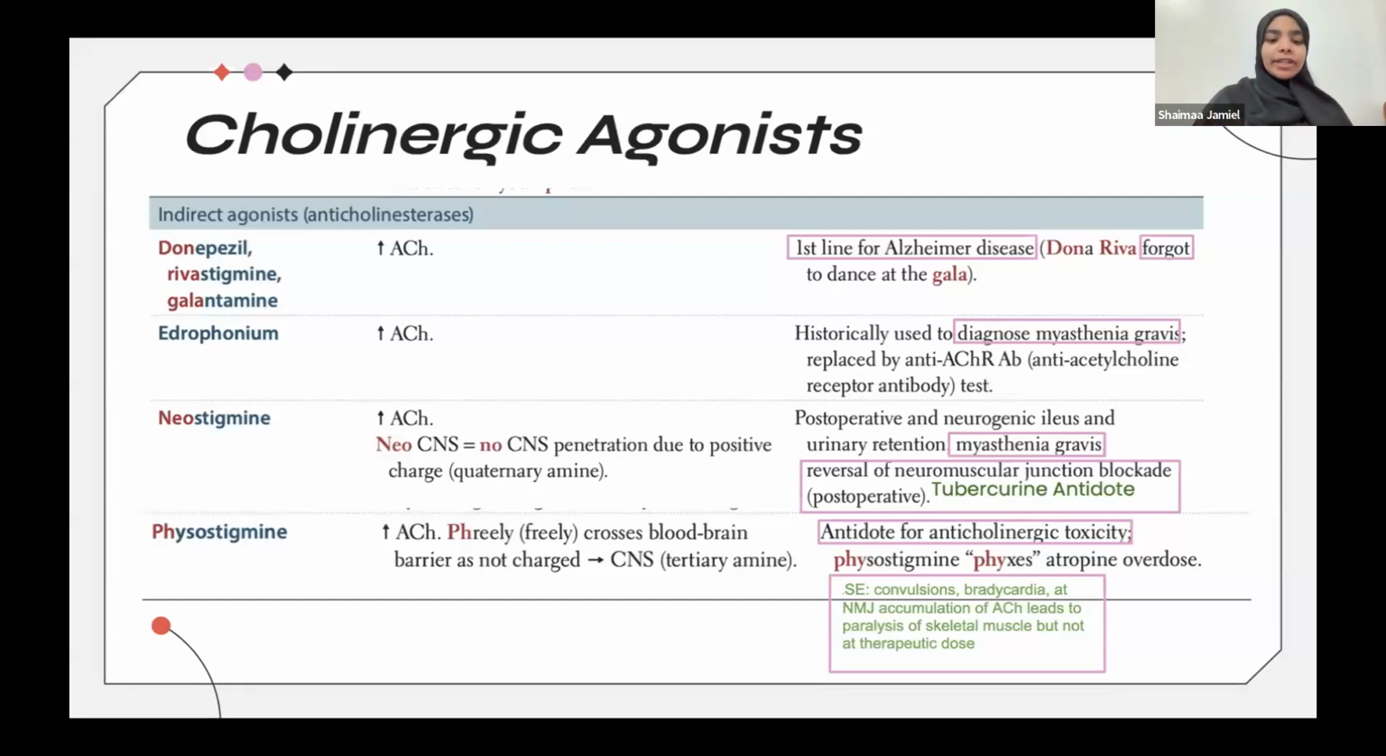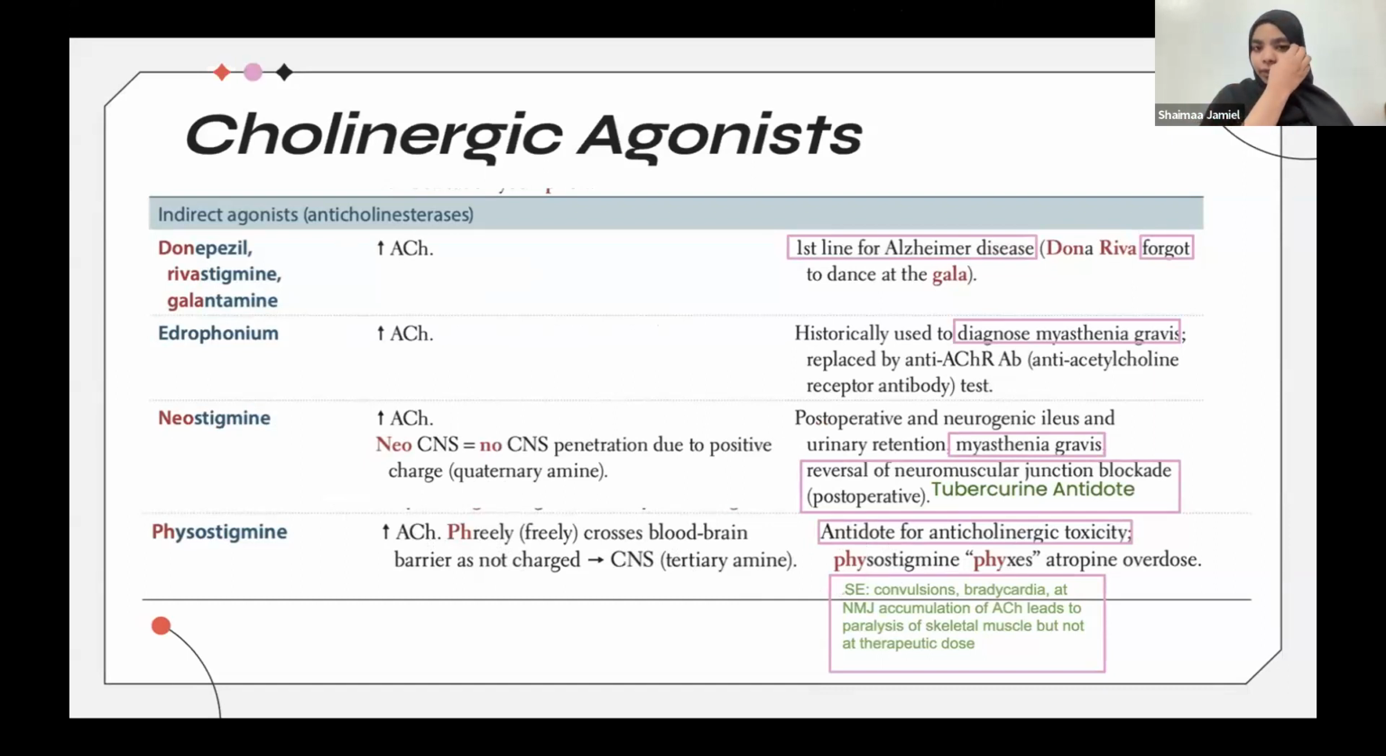And lastly, we have physostigmine. This is annoying. Okay. Physostigmine, basically, this is the one that's used when you have, for example, anticholinergic crisis.